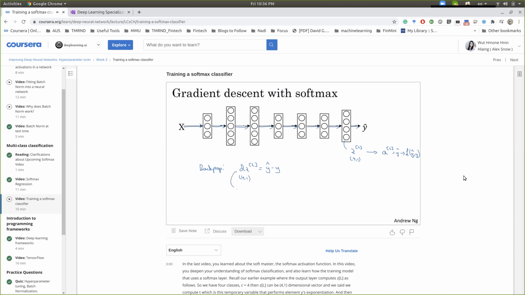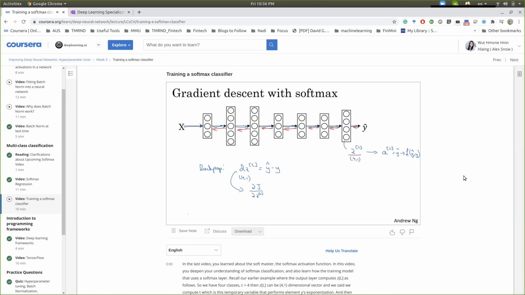And so this, going by our usual definition of what is dz, is the partial derivative of the cost function with respect to zl. If you're an expert in calculus, you can try to derive this yourself, but using this formula would also just work fine if you ever need to implement this from scratch. With this, you can then compute dzl and start off the backprop process to compute all the derivatives you need throughout your neural network.